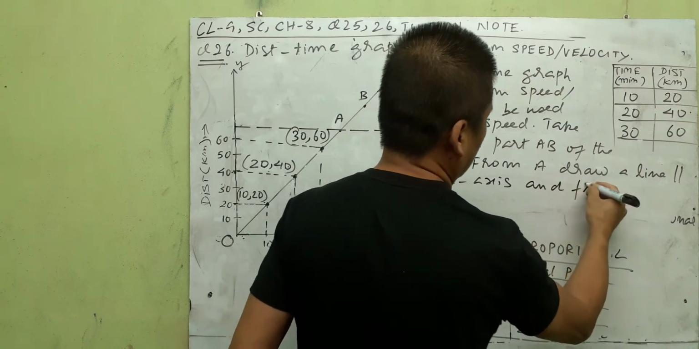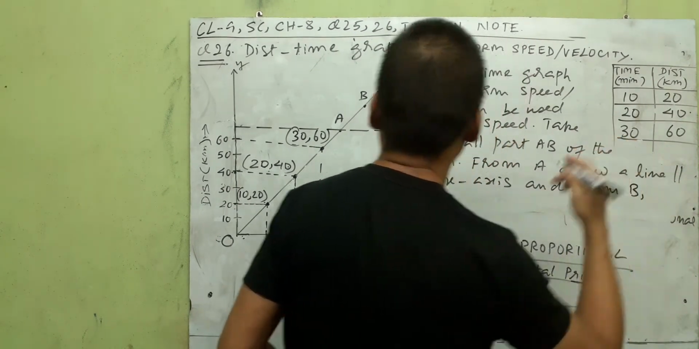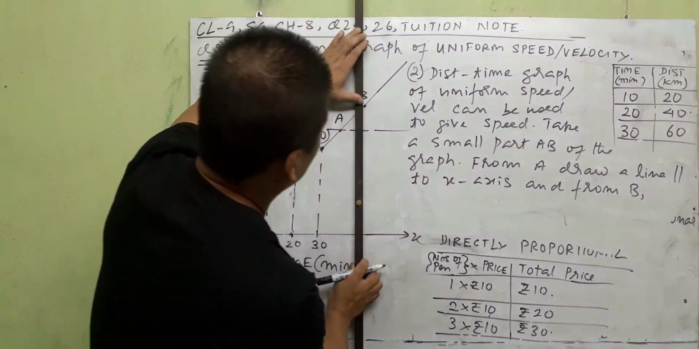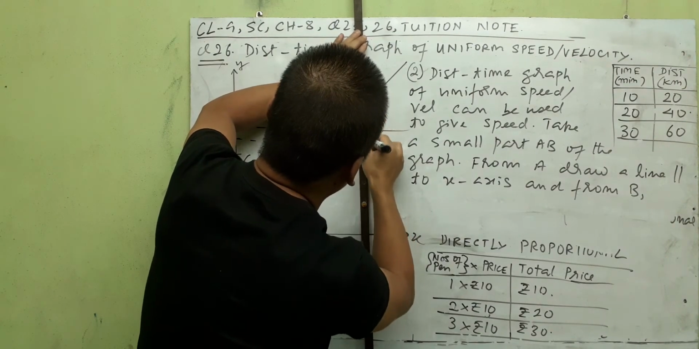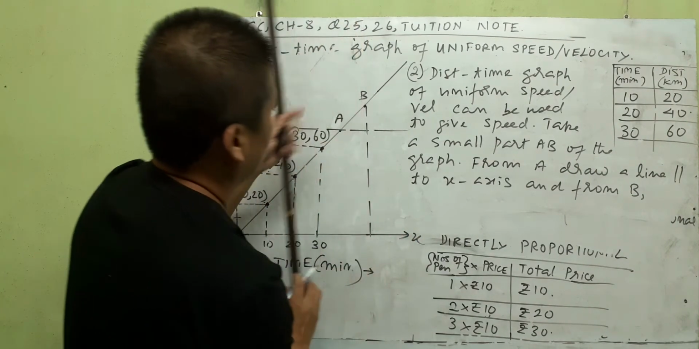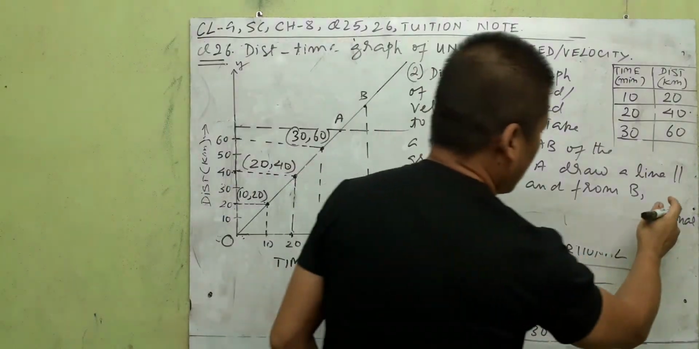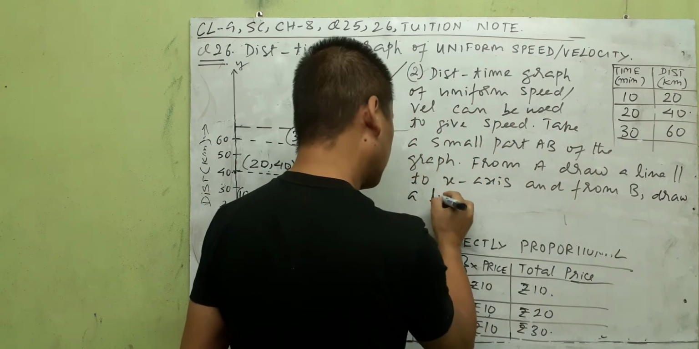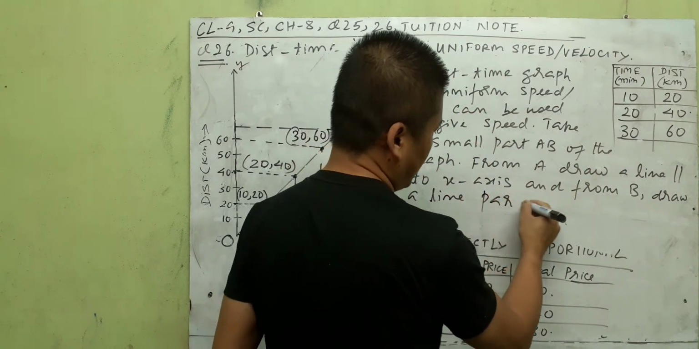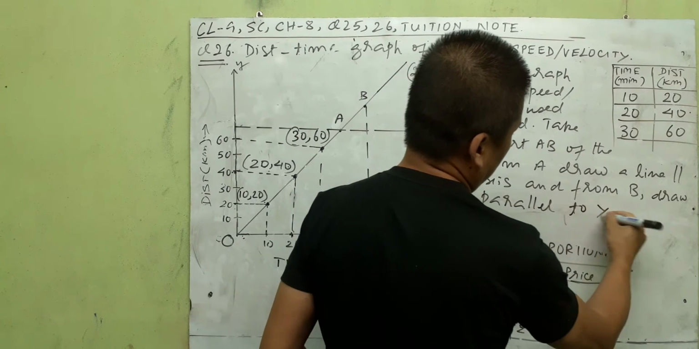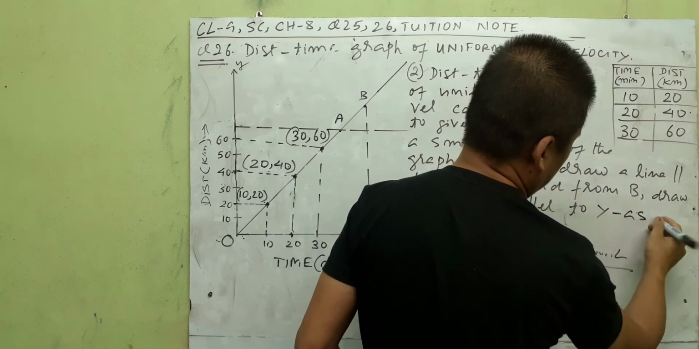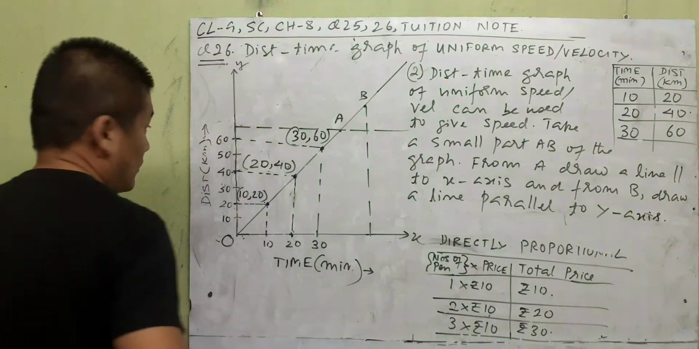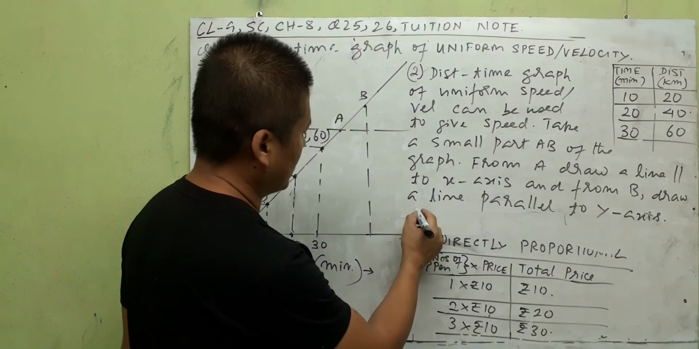And from B, what will we do? From A, you draw a line parallel to the x-axis. Then from B, you draw a line parallel to the y-axis. So this one. I hope you're writing it down, huh? Parallel to the y-axis. So very clear now when you do that.